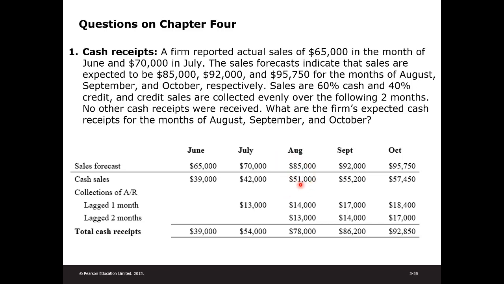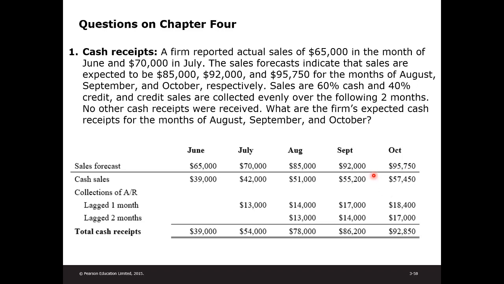For August, we will do the same thing. We will calculate the cash sales, which is 60% of the total sales. Then we will receive the 1-month lag, or the 1-month receivable of July, which is 20% of this number, $70,000. Then we receive the second accounts receivable for the June month, which is 13,000. This totals 40% of $65,000. So the total cash receipts in August will be $78,000, and so on in September and October.